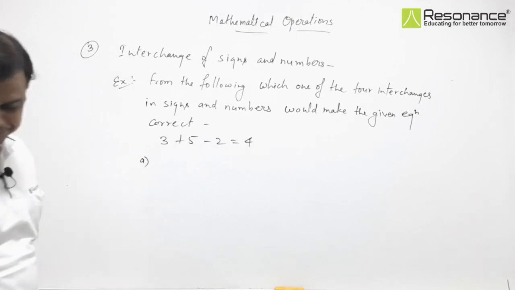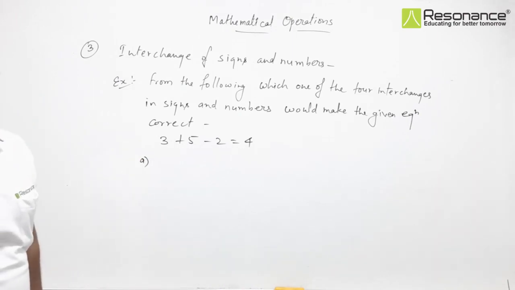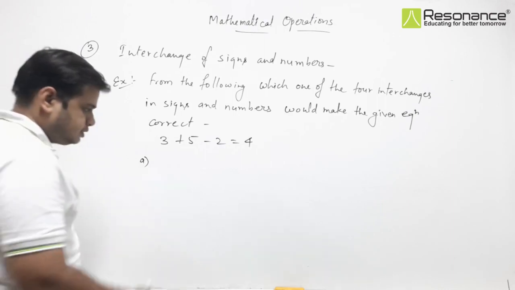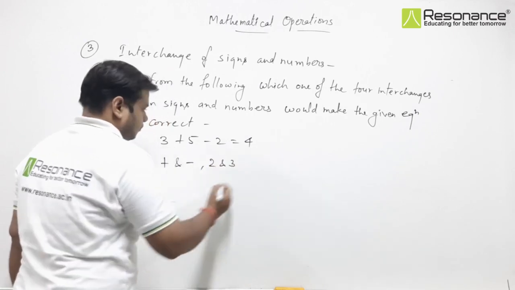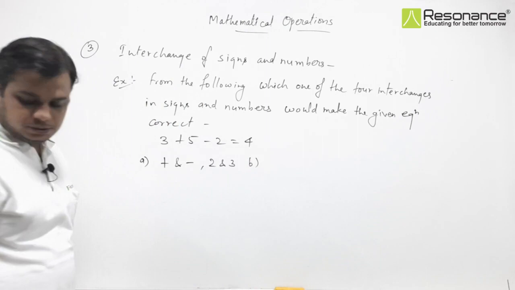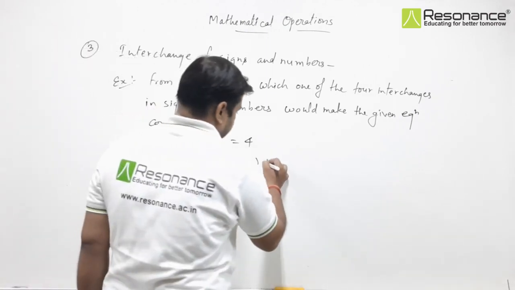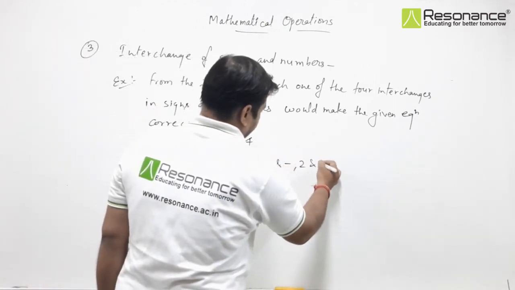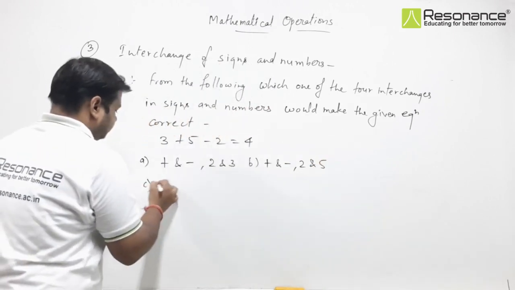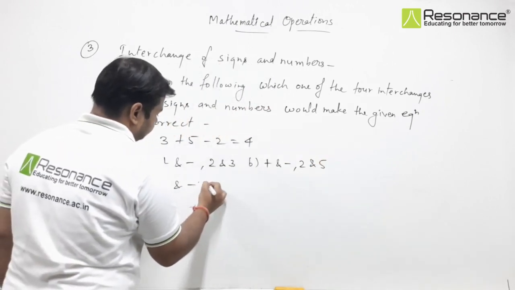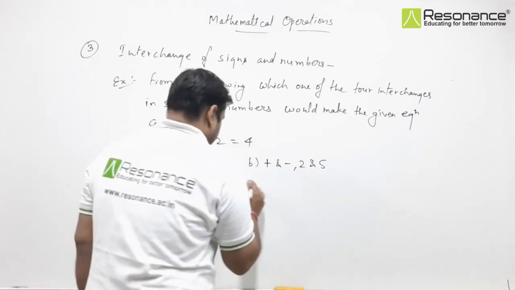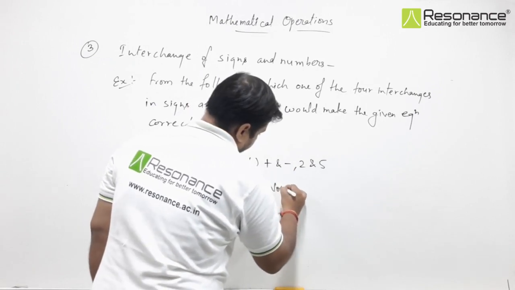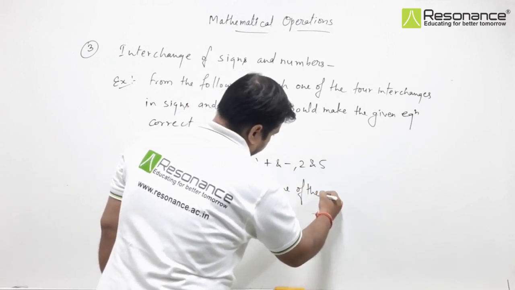Option A, plus and minus, 2 and 3. Option B, plus and minus, 2 and 5. Option C, plus and minus, 3 and 5. And option D, none of these.